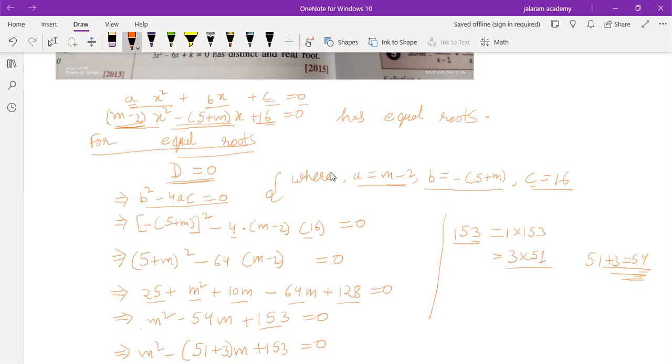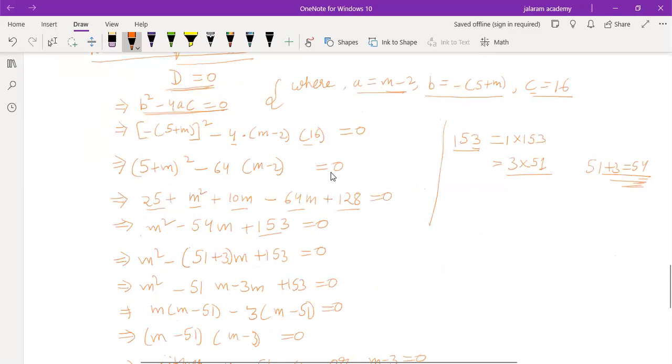Then write them in place of b, a and c in the given discriminant, b square minus 4ac equals 0. So (minus (5 plus m)) whole square minus 4 into (m minus 2) into 16 equals 0. It implies this minus square becomes plus. So (5 plus m) whole square minus 64 into (m minus 2) equals 0.